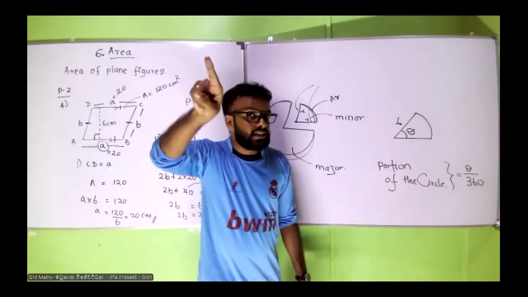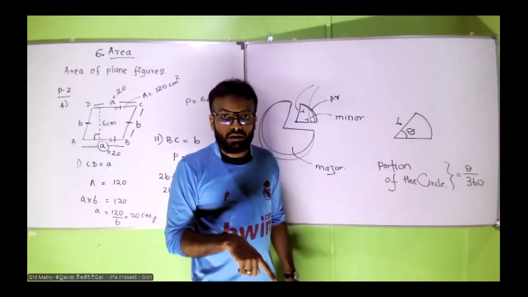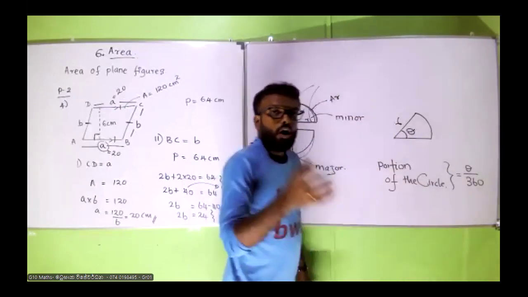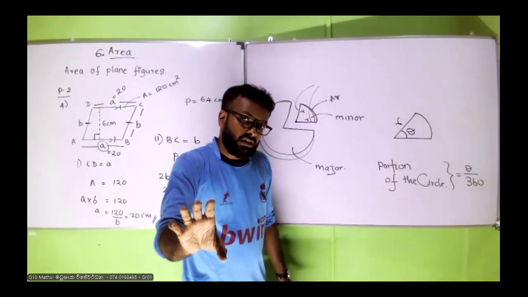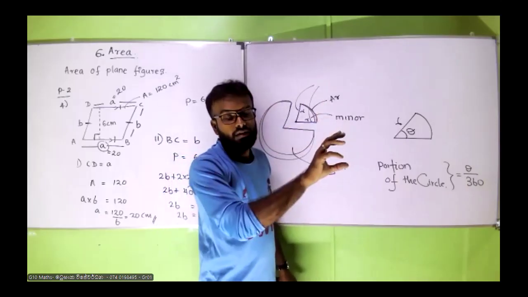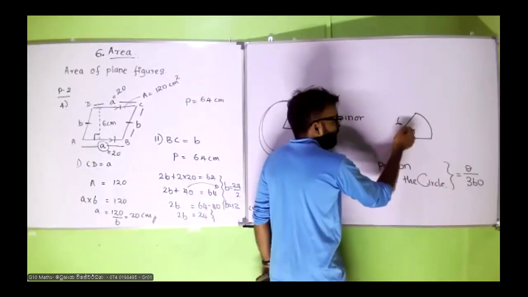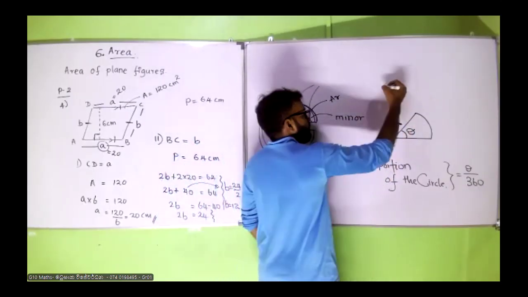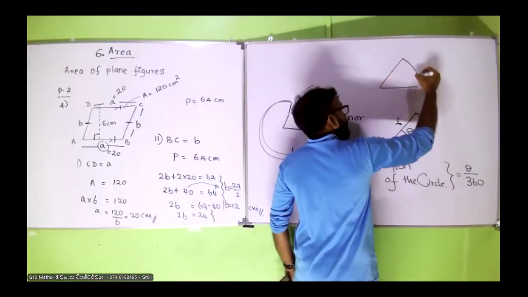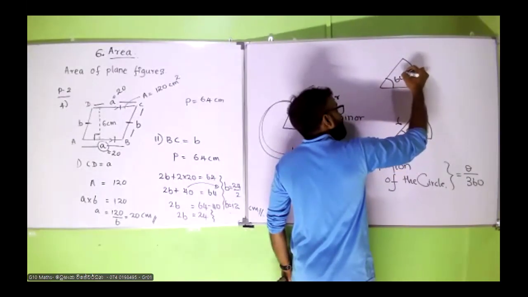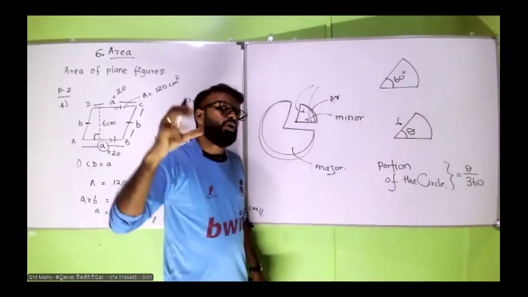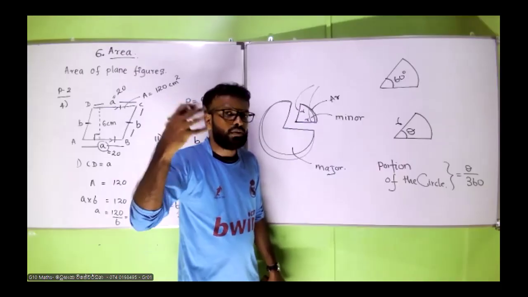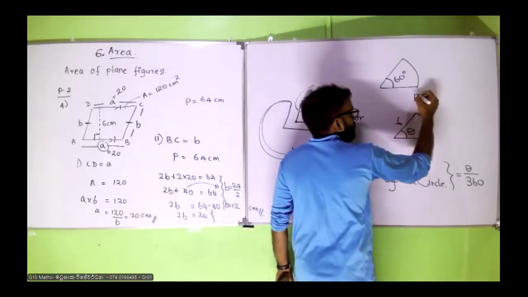The full angle is 360 degrees around the point. Out of that 360, how much has been completed? Theta has been completed. For example, if I tell you this is 60 degrees, how are we going to write the portion of the circle? Please think with me.